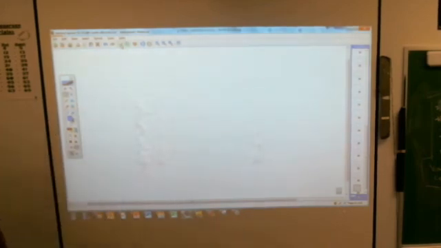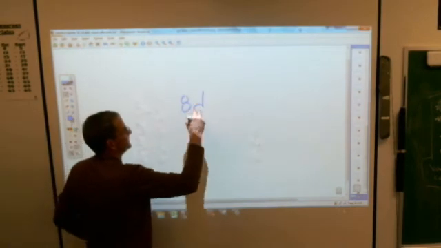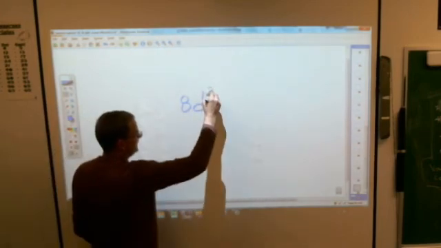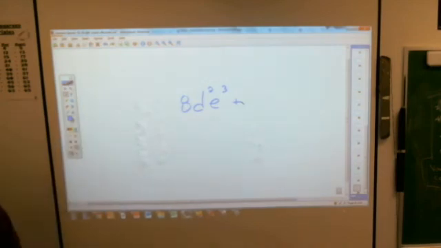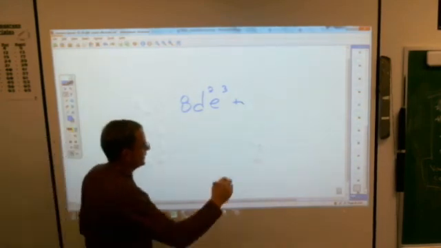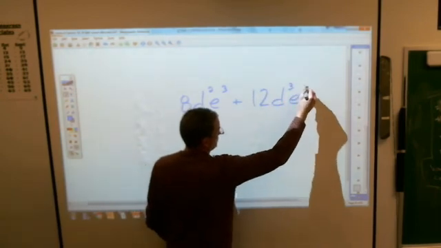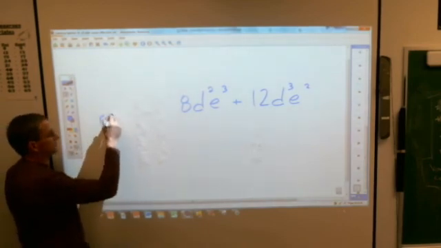All right, Madison, for you. Okay, ready? Wait, I'm writing down the answer. Let's see how many people get this. 8d squared e cubed plus 12d cubed e squared. And the directions say to factor, which is reverse distributive property.